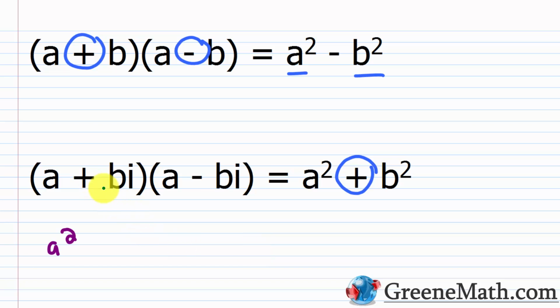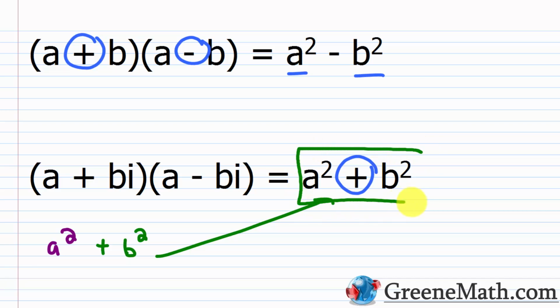Then we've got positive bi times negative bi. We know that's a negative. b times b is b squared. And i times i is i squared. We know i squared is -1. So if I replace this with -1 here, you can think about this as plus a negative here. Negative times negative is positive. So this is going to be a squared plus b squared. So that's where that comes from. We're going to use this part right here to help us simplify a two-term denominator when i is involved.